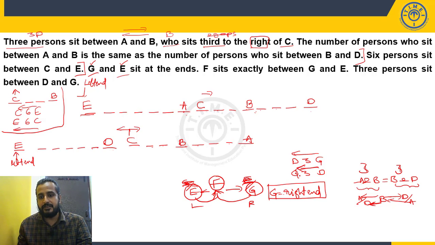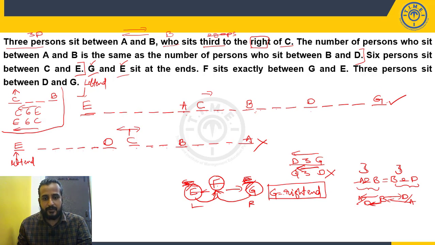When G is left of D, G cannot be at the right end, so it is not possible. This is the only possible situation: D, 1, 2, 3 gaps, and then G. If you take any side, D, 1, 2, 3 gap G, you can never get a chance of placing G at the right end. So this case is ruled out, and this is a valid case.